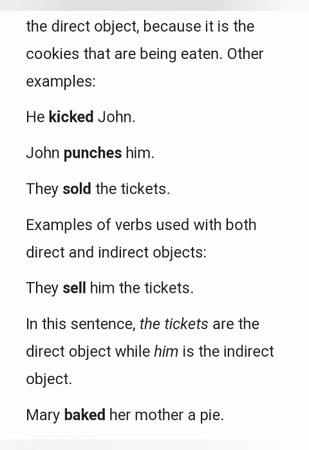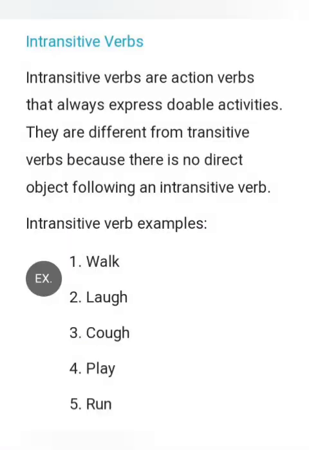Other examples: He kicked John. John punches him. They sold the tickets. Examples of verbs used with both direct and indirect objects: They sell him the tickets. In this sentence, the tickets are the direct object, while him is the indirect object. Mary baked her mother a pie.